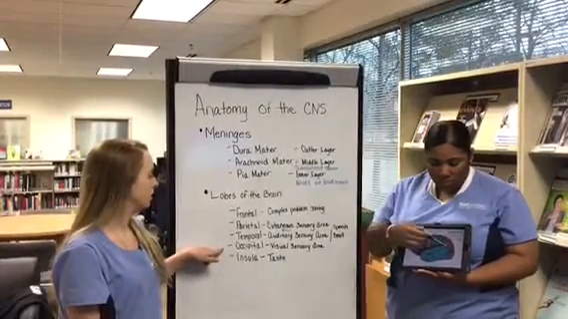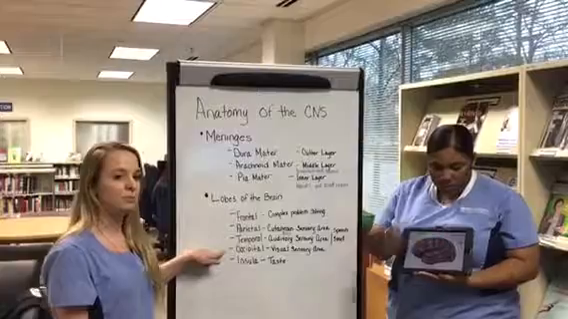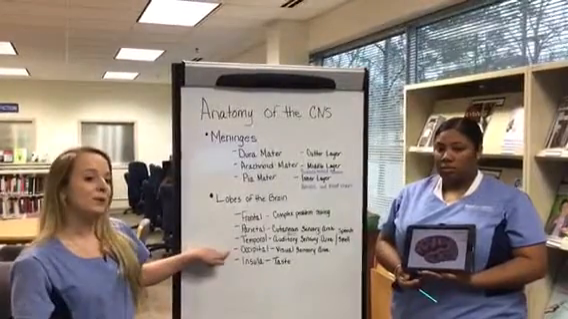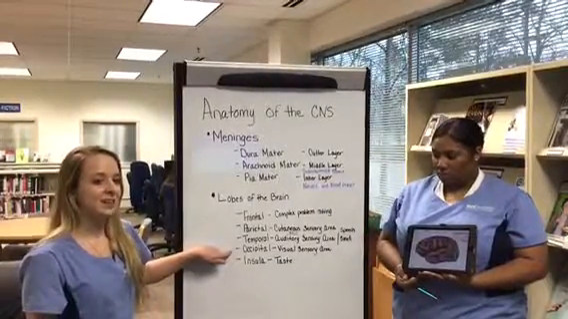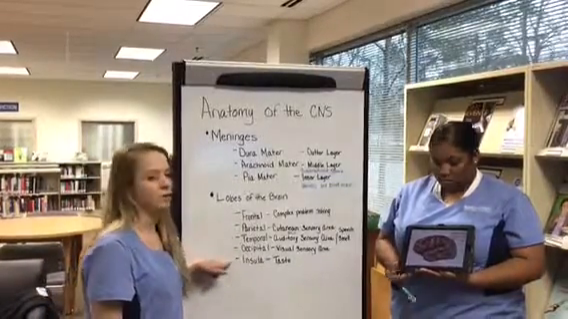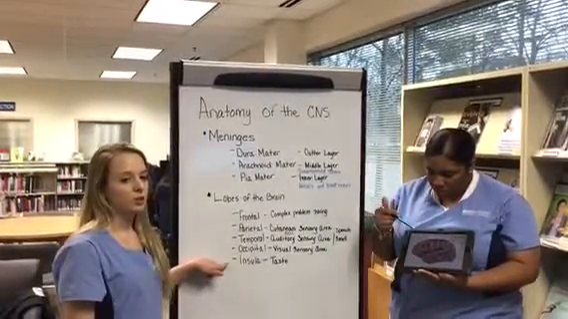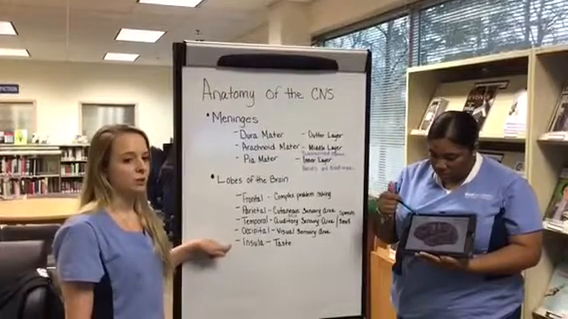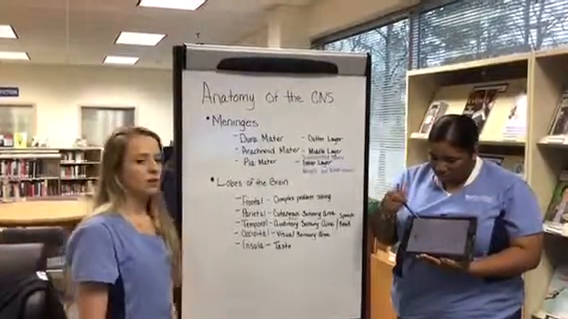We have the occipital, which analyzes and combines visual images with sensory experiences. And then we have the insula, which translates sensory information into proper emotional responses.